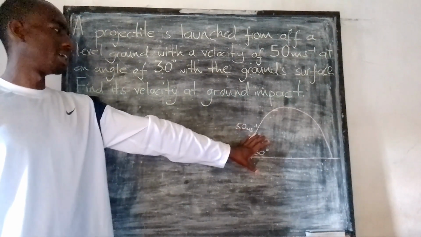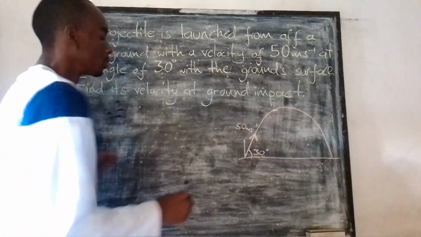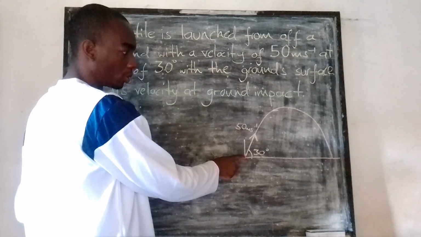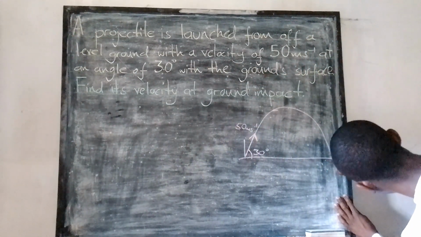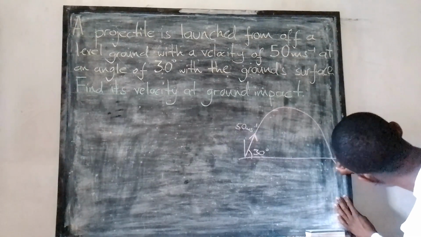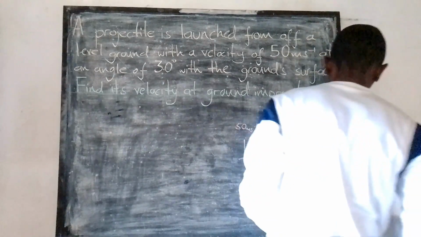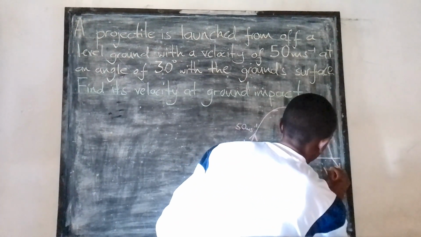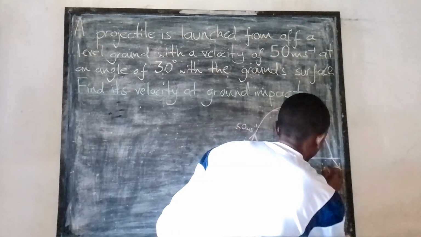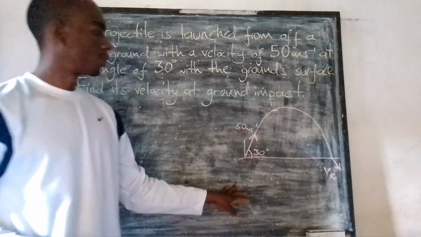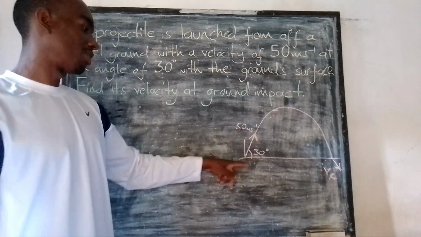So this is what we have, and we were asked to find the velocity at ground impact. So this is the velocity during the launch. The velocity at ground impact is this. Let's call it VR. That is the resulting velocity. So this is the velocity at ground impact, and this is the initial launch velocity.